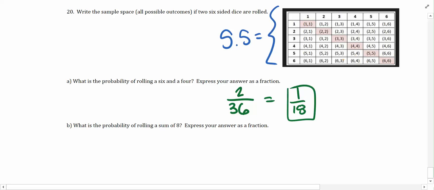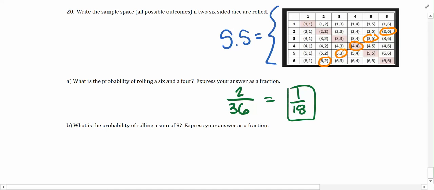Okay, well, how many ways could I get an 8? Well, I could get a 4 and a 4. That would add to an 8. I could roll a 5 and a 3. That would add to an 8, a 6 and a 2, a 3 and a 5, and a 2 and a 6. So every single possible outcome that would roll to an 8 is denoted by the ones that I've just circled here. Well, how many of those are there?